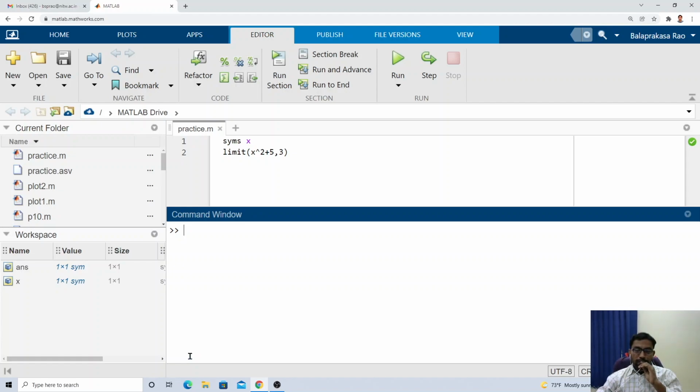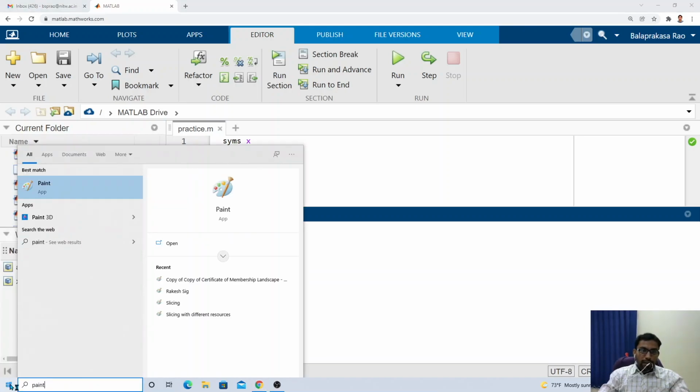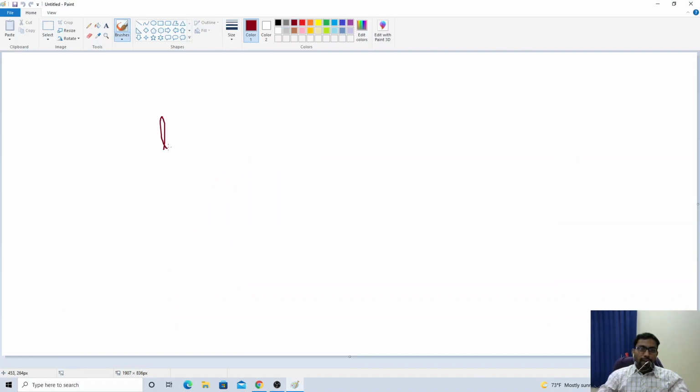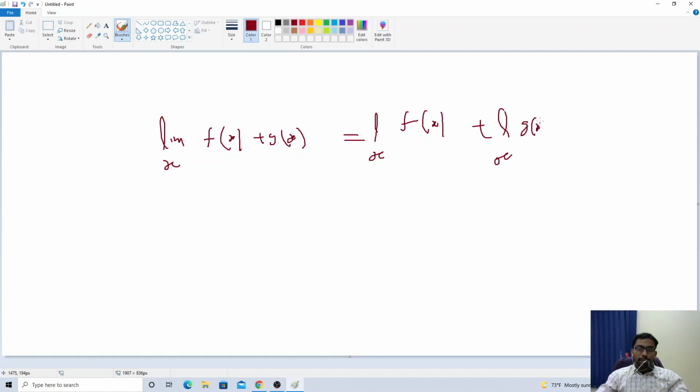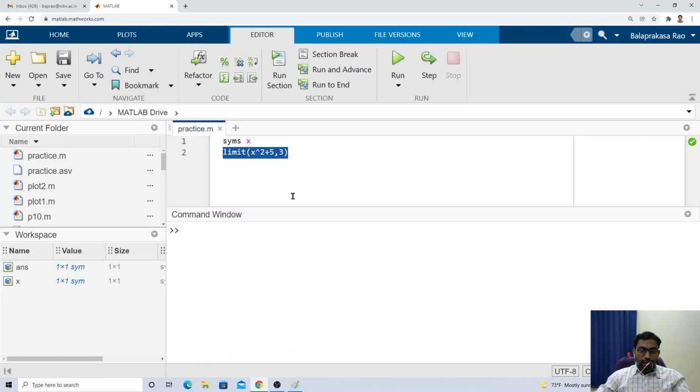Now similarly, you can check the properties of limits. Let us say you have two functions f and g. What is the limit of f plus g? This is equivalent to limit f plus limit g. You can cross check all the properties here. We have two functions, f of x plus g of x. The limit as x tends to 0 of f of x plus g of x is nothing but the limit as x tends to 0 of f of x plus the limit as x tends to 0 of g of x. All these properties can be cross checked here. If you want to cross check at least one property, you can do this.